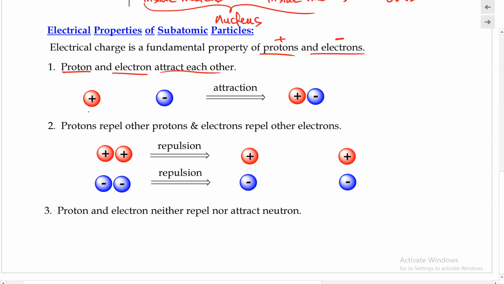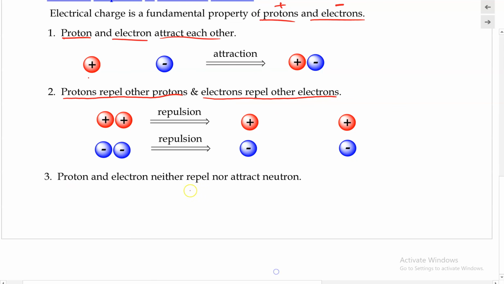And similarly, when we have like particles, and by like particles we refer to proton with proton and electron with electron, then we will see that protons will repel all the protons and electrons would repel all the electrons. So if we have two protons close together, they will repel each other, so they would move apart from each other. And similarly with the electron, if we take two electrons and put them close together, they will also repel each other, and now they are much further apart. And because the neutron is neutral, the proton and electron neither repel nor attract the neutron.